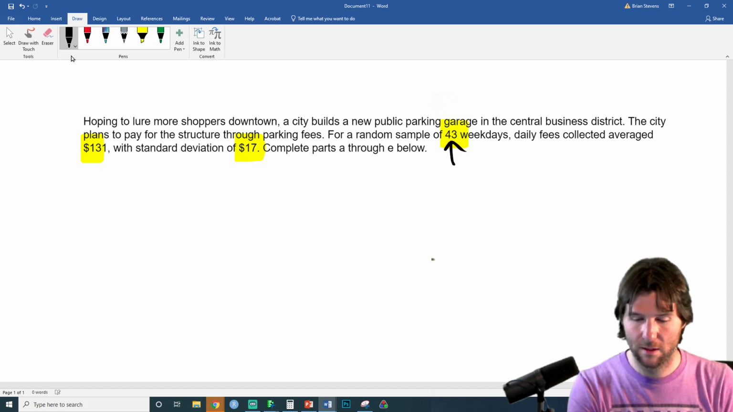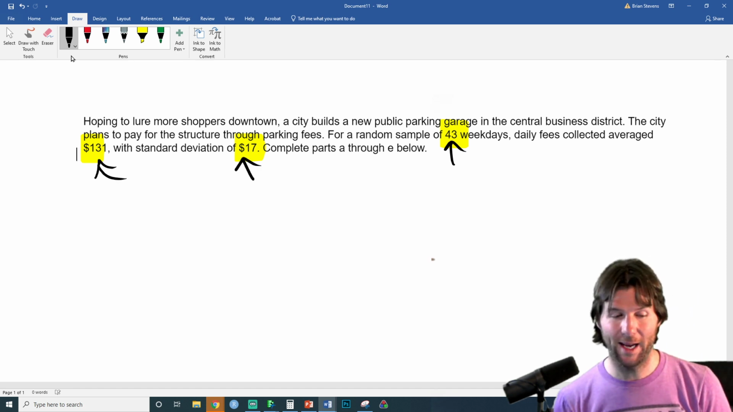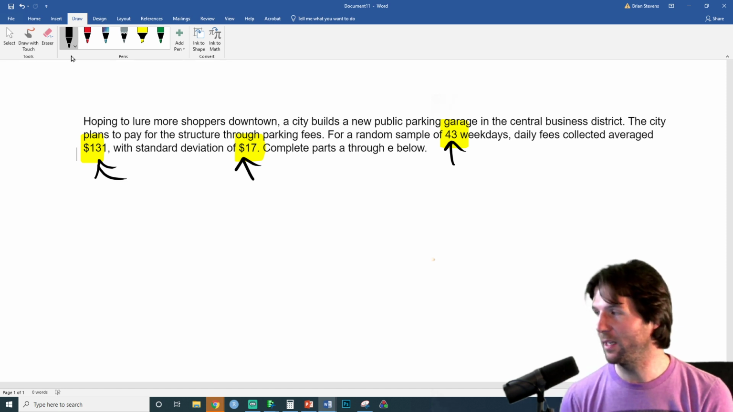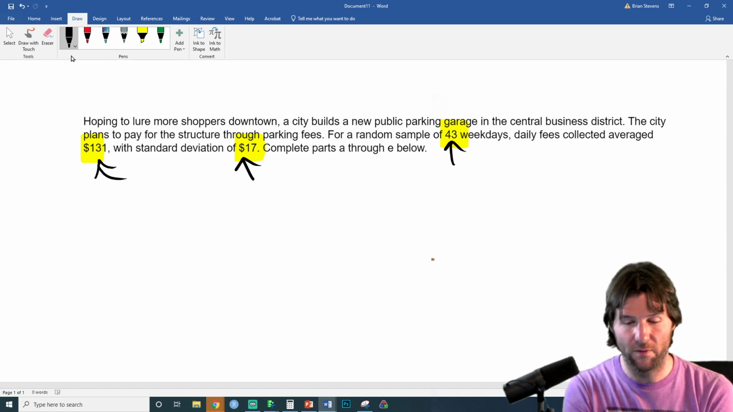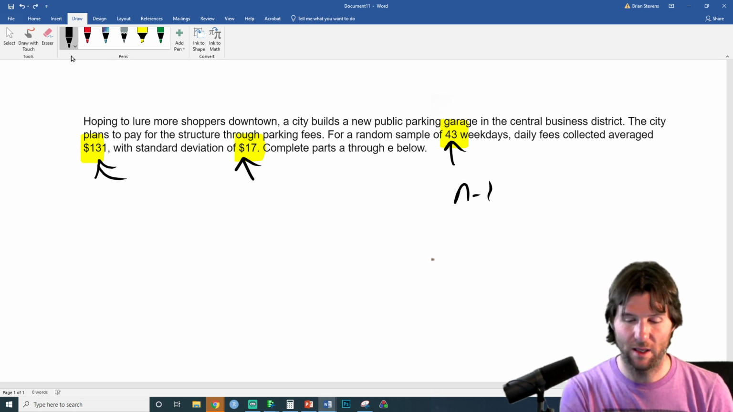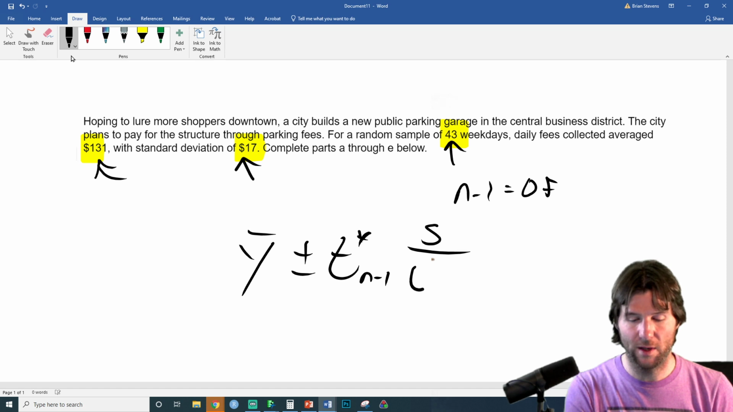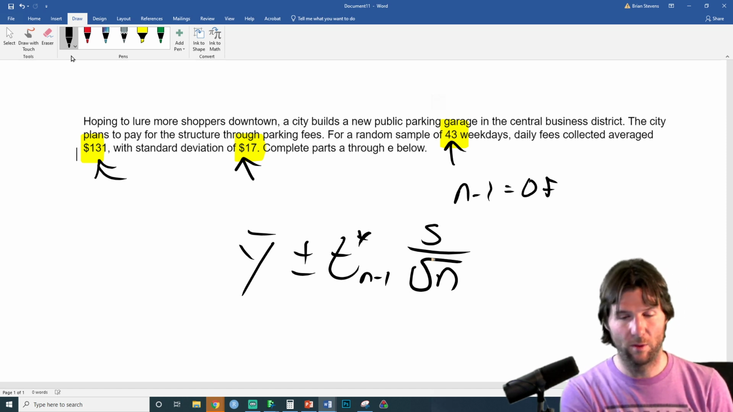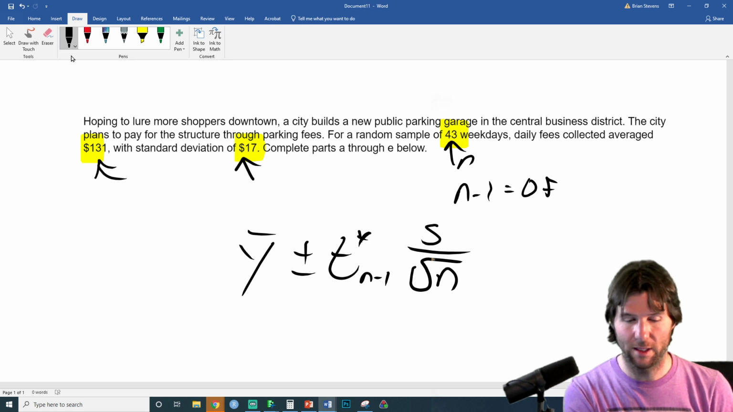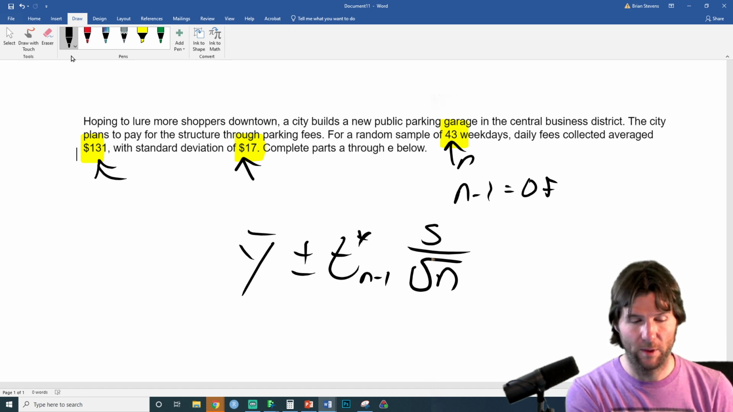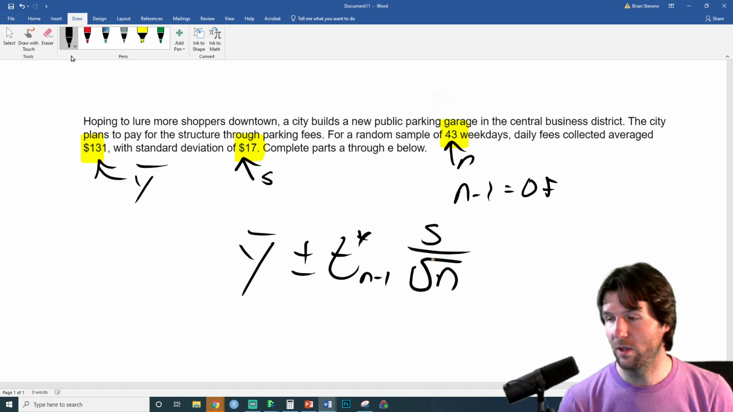We've got how many things they collected, the standard deviation, and the mean for that group. So we have a mean, a standard deviation, and a sample size. From this, we can also get n minus 1, which is the degrees of freedom. We need to plug it into the following formula. This would be n, and that'll get us the proper t down here. Then we have s, and we have y bar. So y bar is 131.